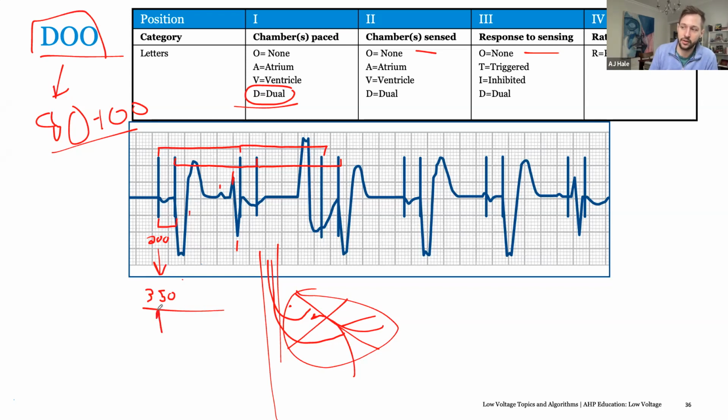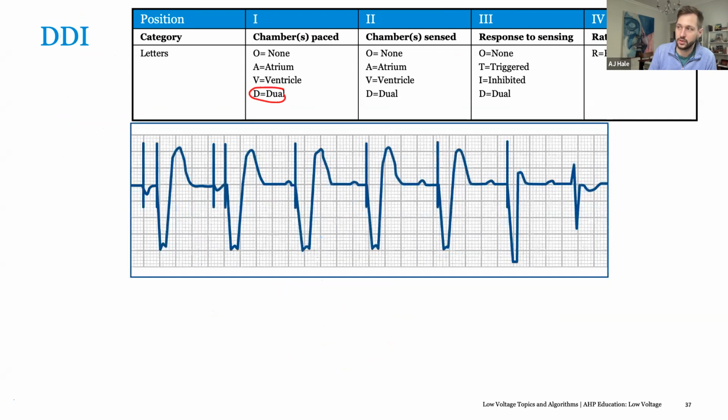So definitely agree with you here. If it was 350, shorten the AV delay to at least 200. You can even go shorter, but that would be my recommendation. And then obviously go at a faster rate for DOO. Thank you. Yeah, thanks for the addition. That's really helpful.